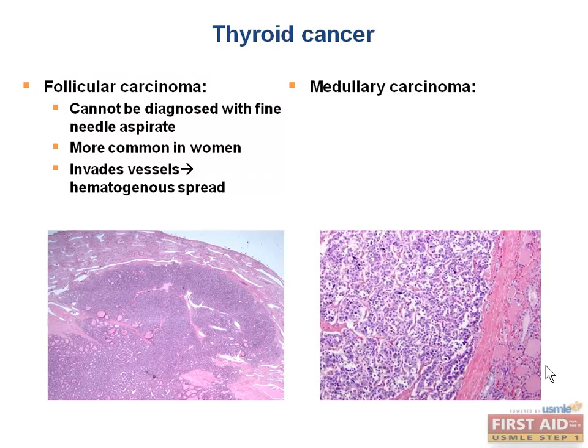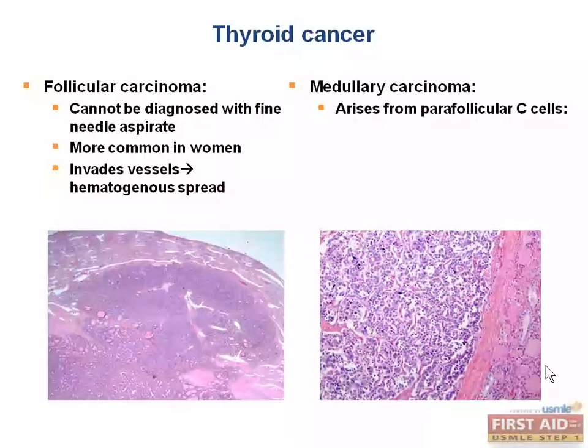Medullary thyroid carcinoma is unique in that it does not come from follicular cells. Rather, it comes from a different type of cell that secretes calcitonin. Do you remember what these cells are called? Right, parafollicular C cells. Remember, C for calcitonin.